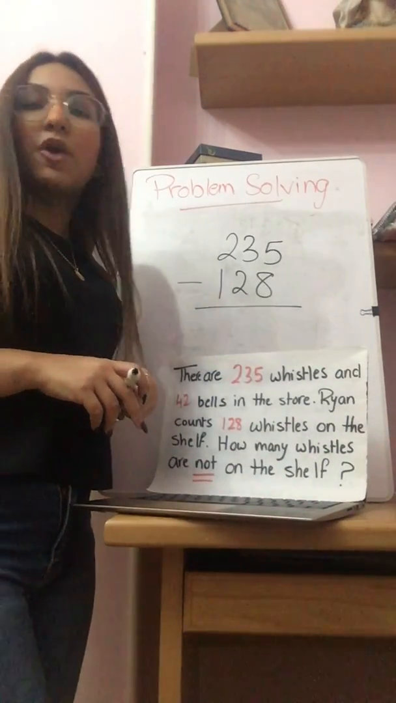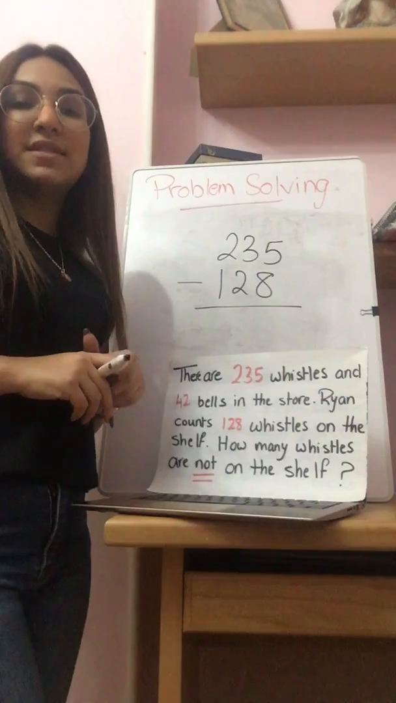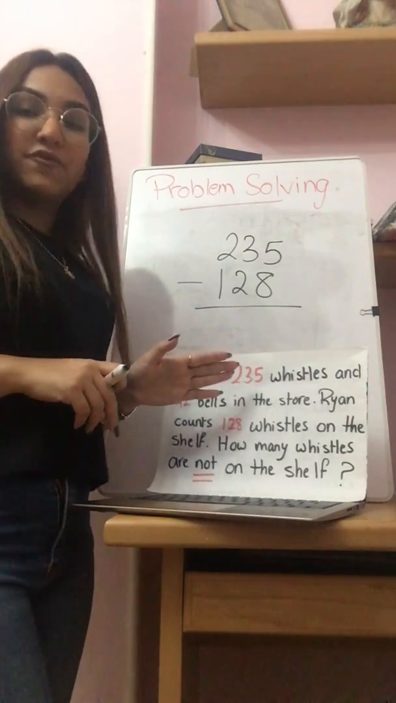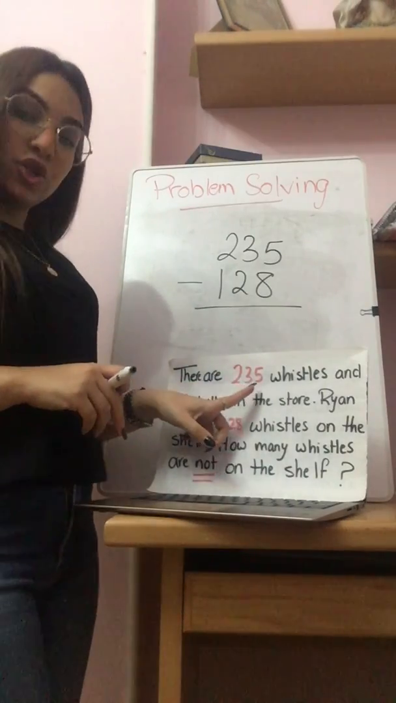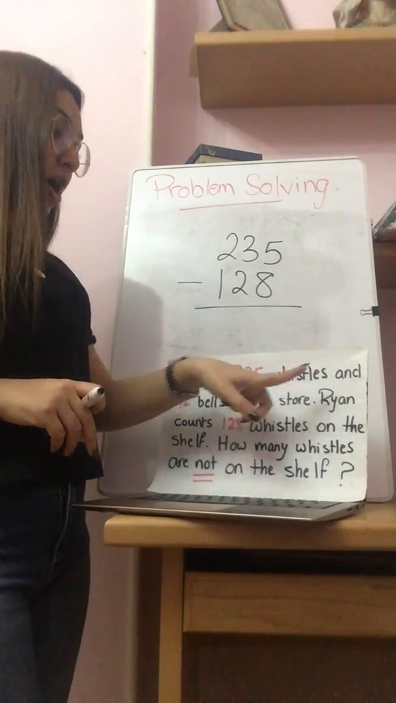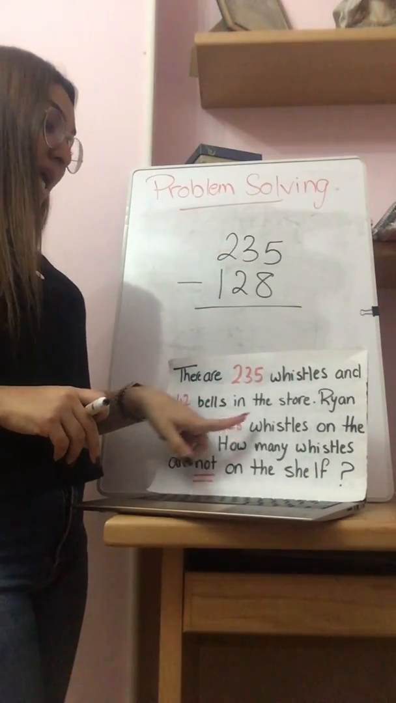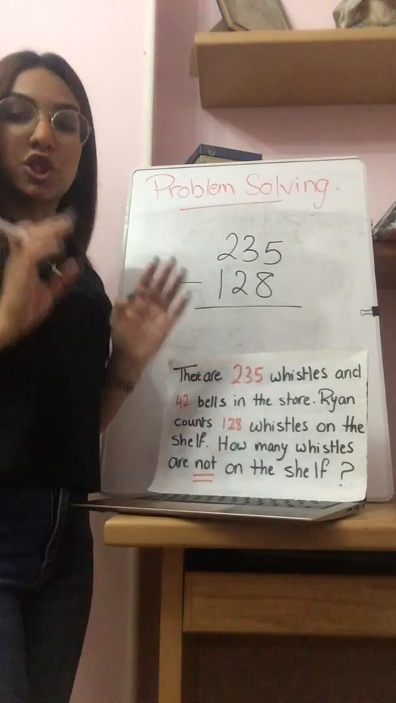In this video, I'm going to show you how we are going to solve the problem solving related to our lesson. Let's read the first problem solving together. There are 235 whistles and 42 bells in the store. Ryan counts 128 whistles on the shelf. How many whistles are not on the shelf?